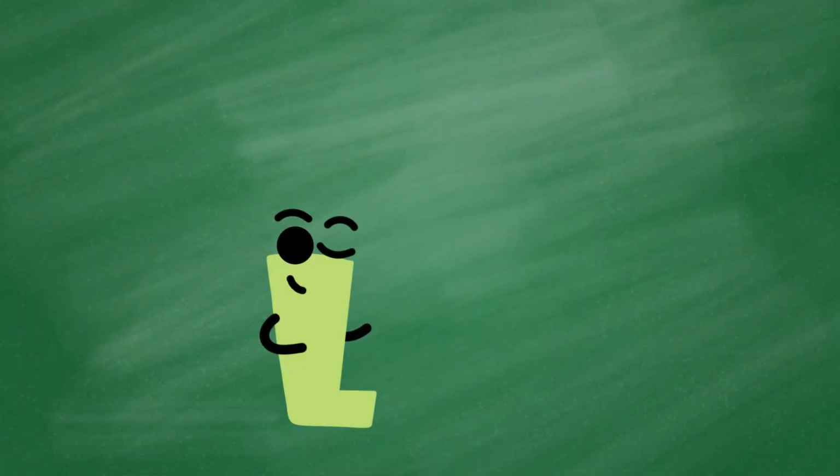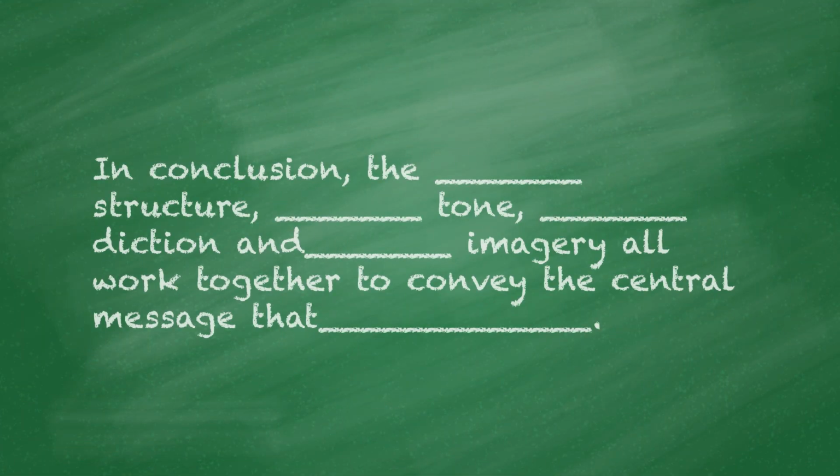Now, when it comes to your conclusion, you have to link all of the points together. This is when we bring our L back. Here is something else to memorize. Your conclusions all look the same in the mini poetry essay. Have a look. In conclusion, the structure, tone, diction, and imagery all work together to convey the central message that... The spaces are where you would mention the specific aspects that you have identified and discussed when you wrote your mini essay.